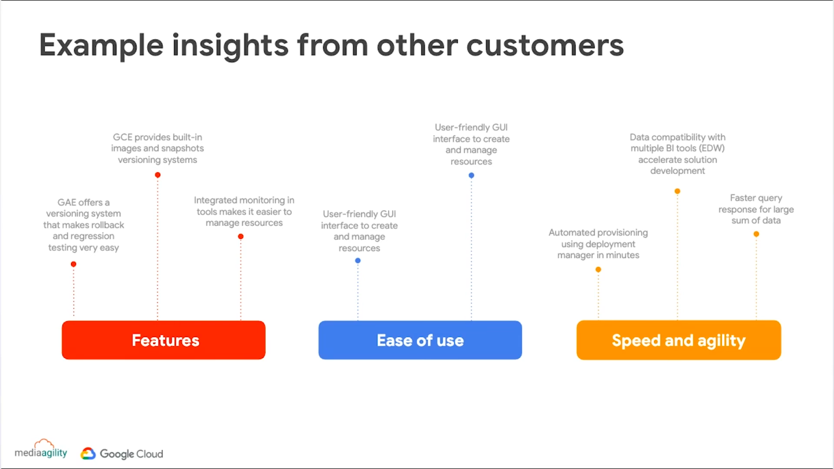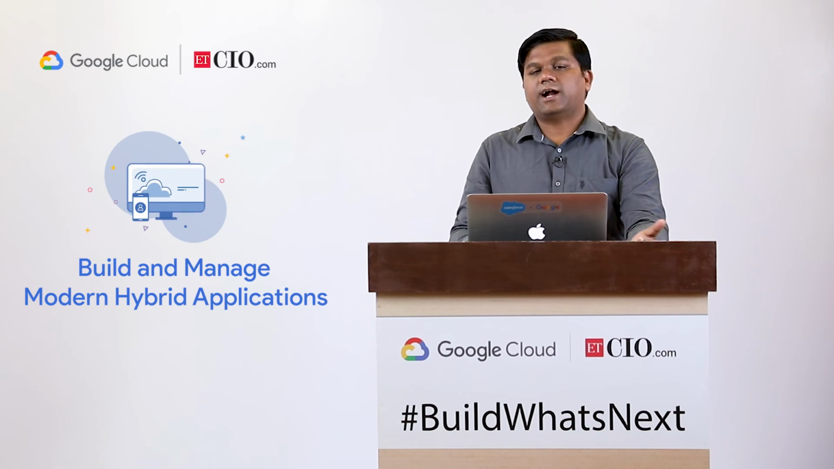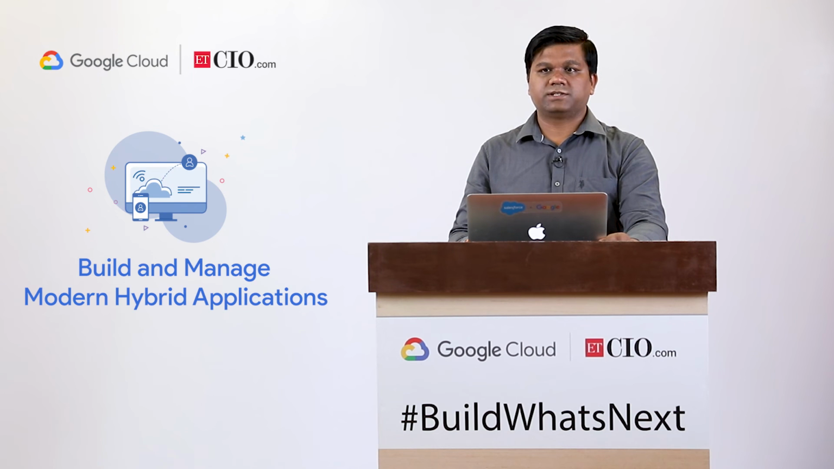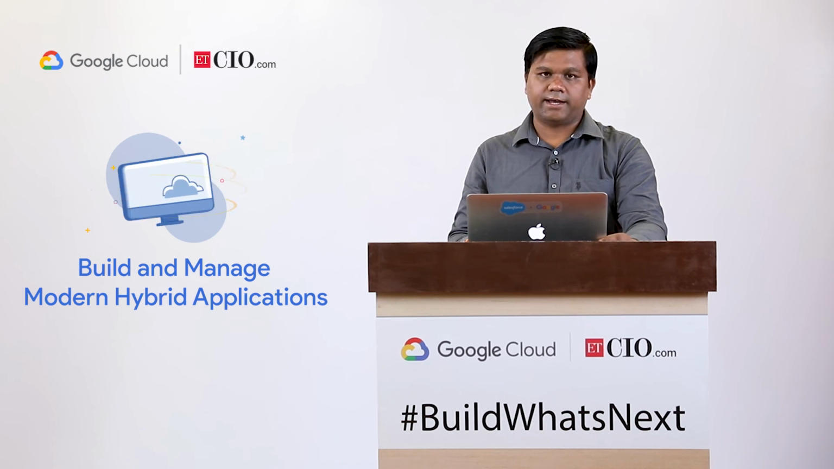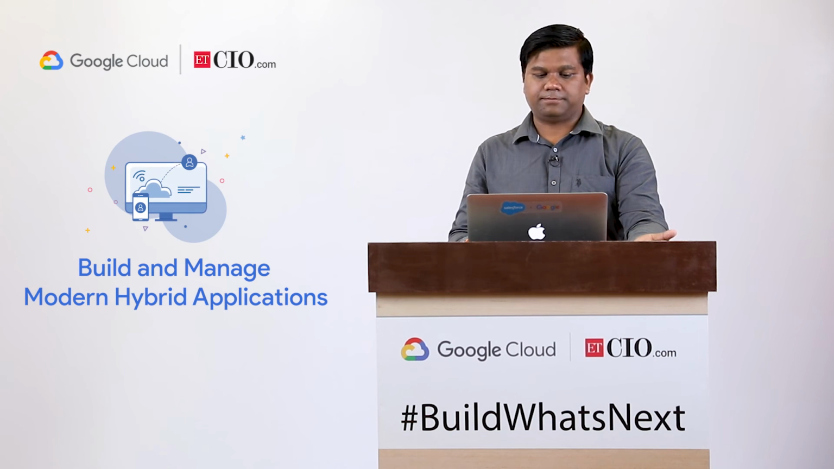select from these. And a quick insight from another customer: Google App Engine offers a versioning system that makes rollback and regression testing very easy. Its features mean you can iterate quickly, with ease of use, a user-friendly UI, speed and agility, and automated provisioning using Deployment Manager in minutes. That's the best piece. So there are different use cases and different business benefits highlighted here. You can choose what makes sense for the business, what's my priority.